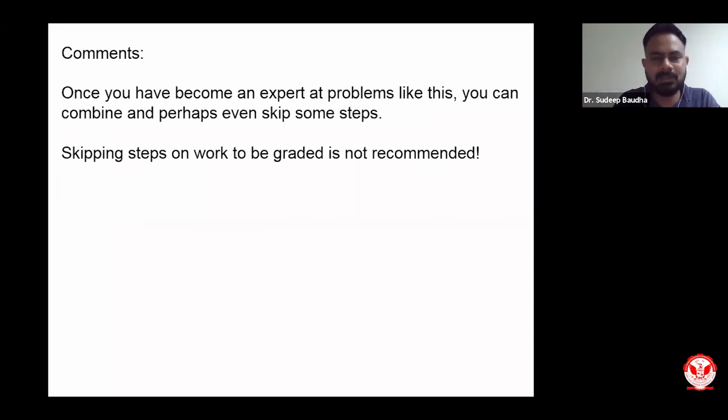You can skip some steps, but skipping steps on work to be graded is not recommended, because when we grade students, we need to have all the steps, because that is what the marking system goes by. That is not mandatory for graduates and for other people who are doing calculations. But for undergraduate students, this is very important. They must denote point by point how they end up with that particular result.